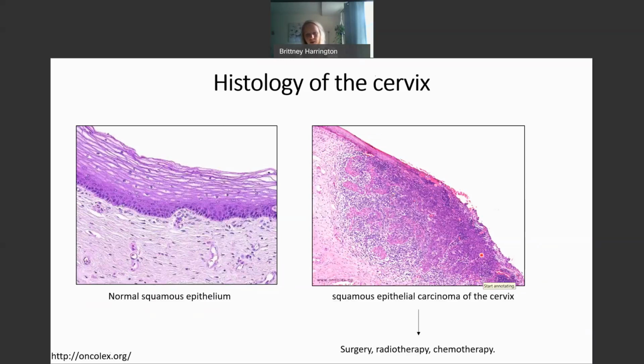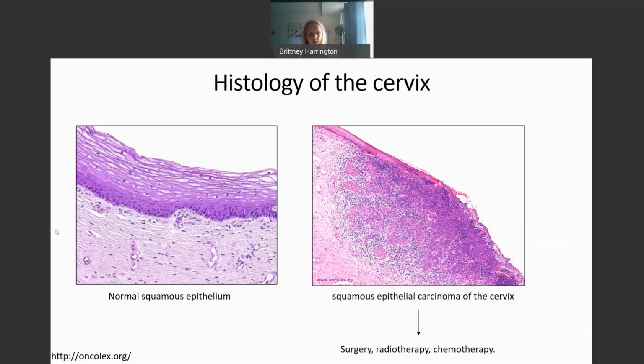So you get dysmorphic cell growth, structures, disorganization, and likely invasion into lymph nodes and through blood.